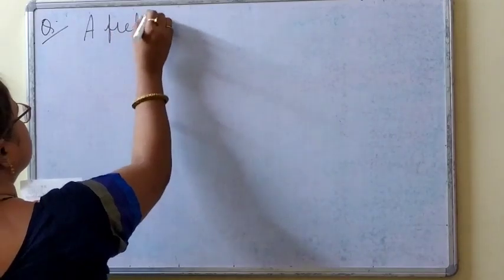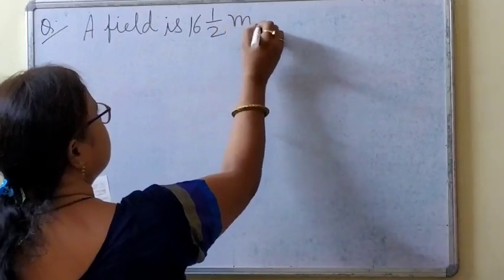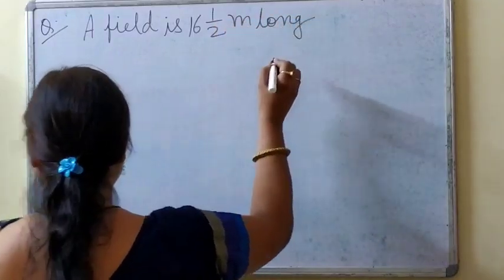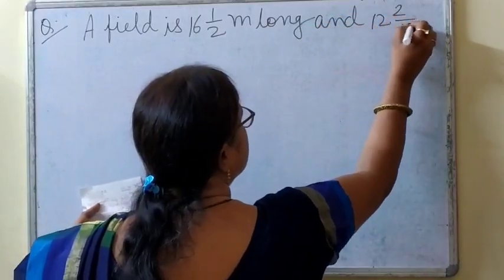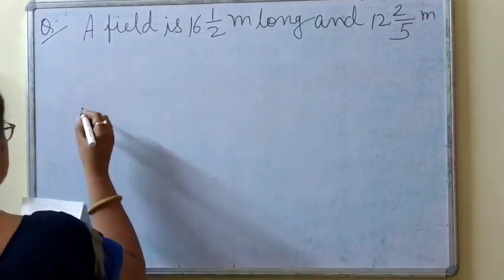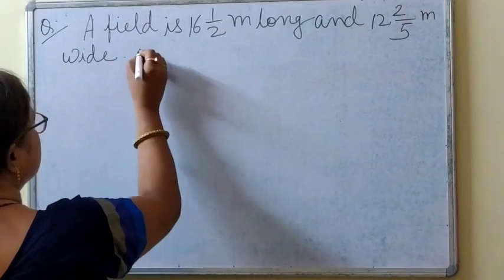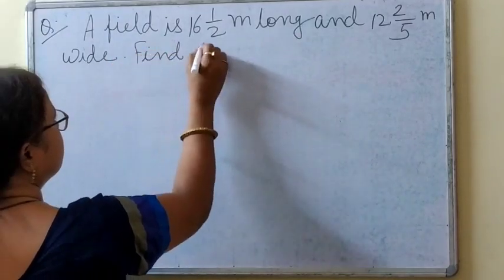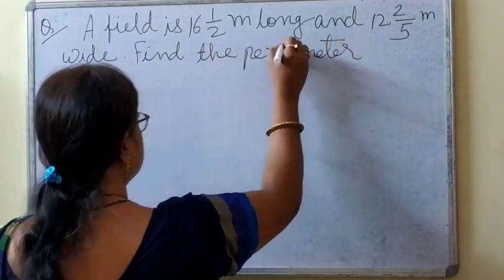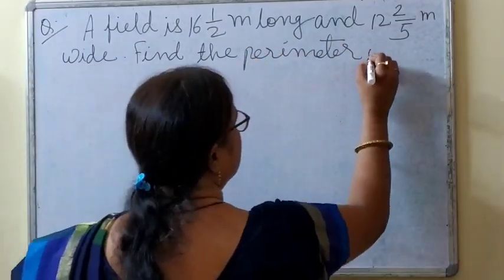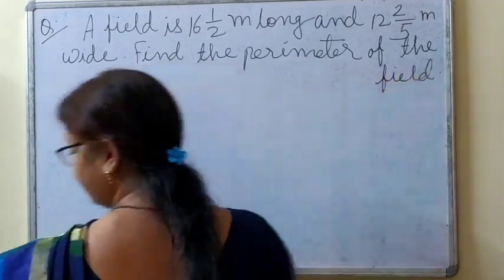A field is 16 1 by 2 meter long and 12 2 by 5 meter wide. Find the perimeter of the field. Clear? This we have to find out.